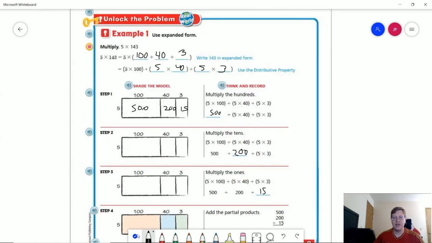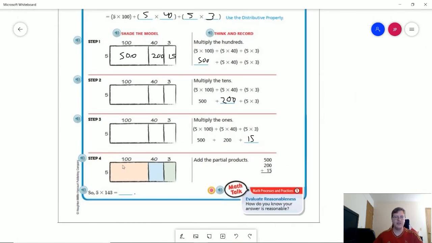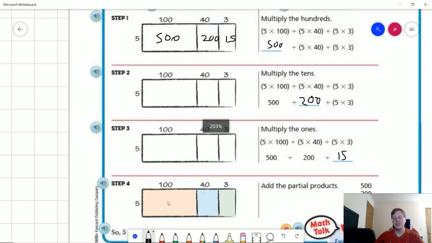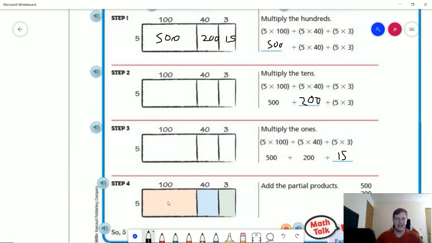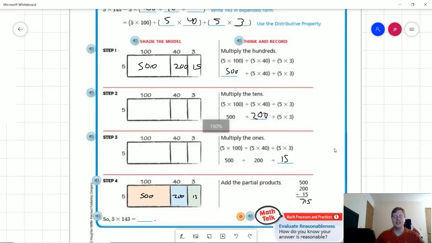What I normally recommend when we are working with this is to go ahead and write inside, just like when we were working to find the area of a particular rectangle, I would ask you to write the number for the area inside that. So you're going to solve all 3 of these parts separately, and then you are going to add your partial products together to get the answer, which would be 715. And so I want you to be comfortable with that idea.